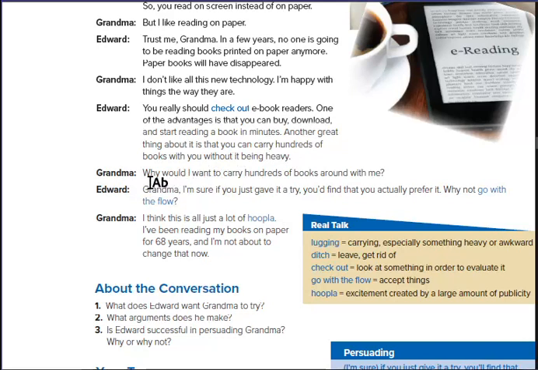Here the grandma says, well, of course you can carry many books with you in the device, the e-book reader. So why would I want to carry hundreds of books with me? Why should I carry hundreds of books? Grandma, I'm sure if you just give it a try, you'd find that you actually prefer it. So here he says, Grandma, if you just try it, just give it a try.